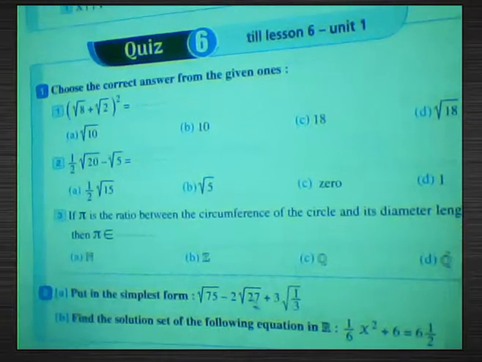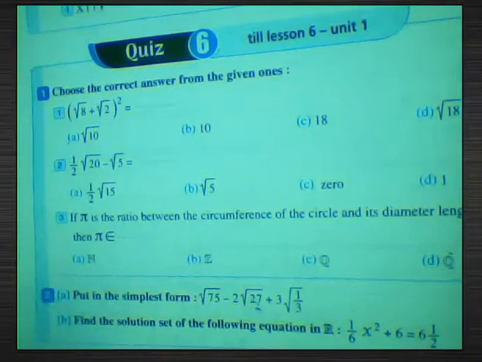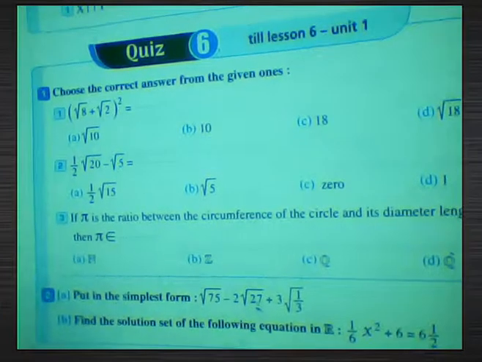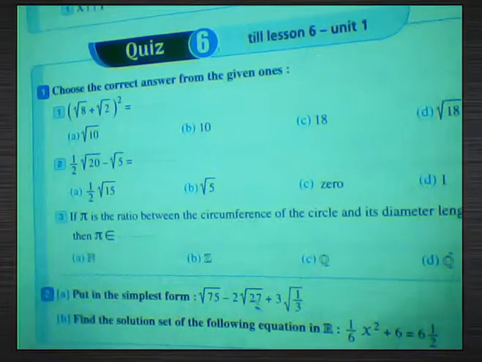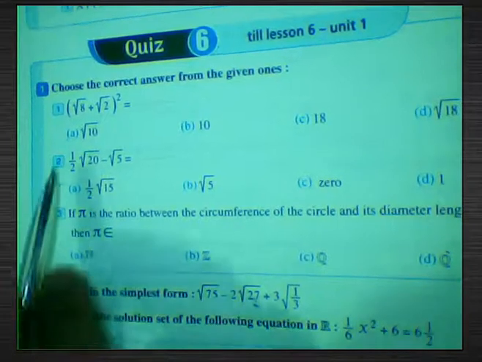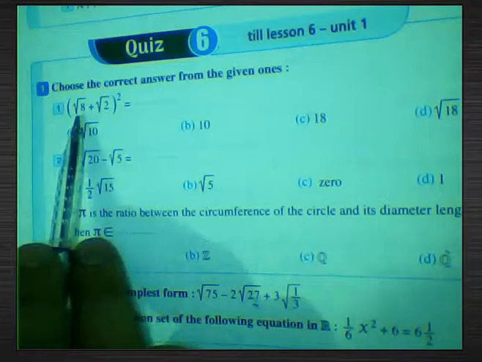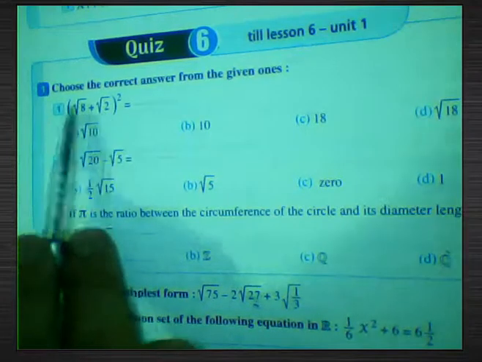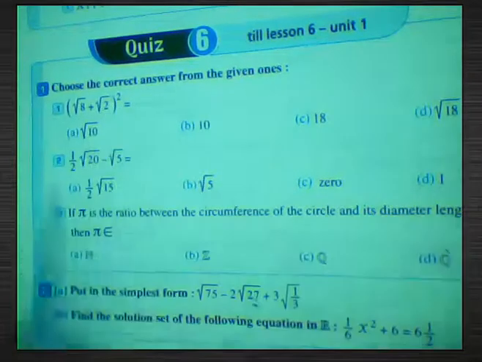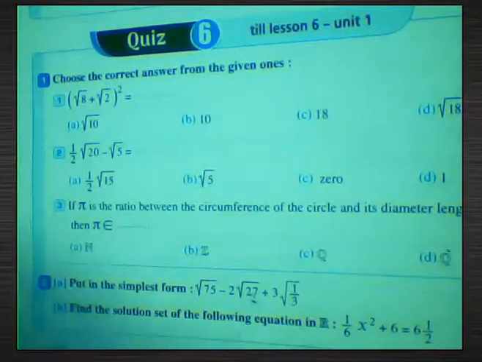Today we are going to talk about quiz 6. We will solve quiz 6. It's still about lesson 6, unit 1. Number 1, look with me. Choose the correct answer. Number 1, the square root of 8 plus the square root of 2, in parentheses, to the power of 2, equals blank. We will solve it here.